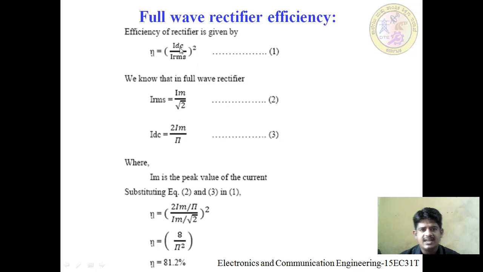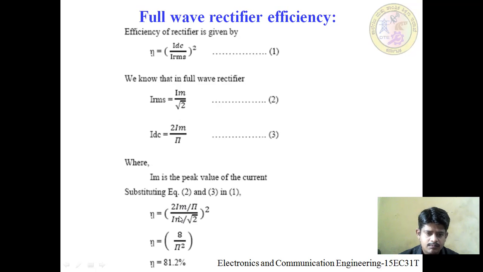Here we have IDC and IRMS. IDC means the DC current, and IRMS means the root mean square current. We are going to substitute these values in this equation. IRMS is given as Im by root 2 and IDC is given as 2 Im by pi. So eta is equal to IDC, 2 Im by pi, in the numerator, and IRMS, Im by root 2, in the denominator, whole square.